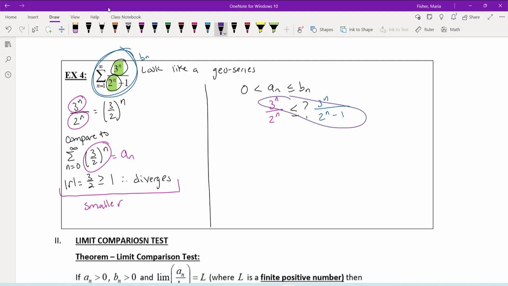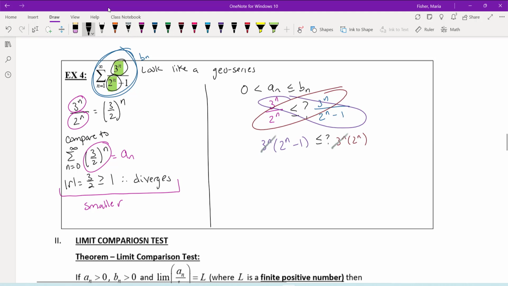3 to the n times 2 to the n minus 1. Is that actually less than or equal to, multiply the other side, 3 to the n times 2 to the n? Well, notice I have a 3 to the n that I can divide out from both sides, so it's going to cancel. And all I'm left with is 2 to the n minus 1. Is that less than or equal to 2 to the n? Yes, absolutely. Since that inequality holds true, we can then say that therefore by the direct comparison test, our series diverges.